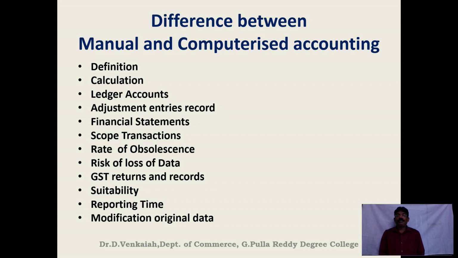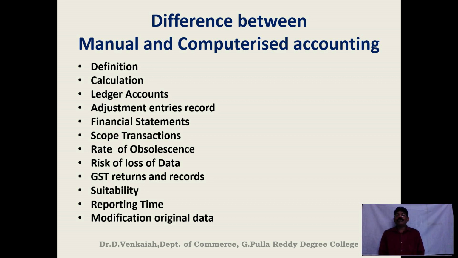Reporting time. Generating reports in computerized accounting is just a click away. But in manual accounting, we have to follow the total process from journal entries to the balance sheet. In computerized accounting, we just enter the journal entries and click to generate the reports of the balance sheet and trading, profit and loss account. Then you can get the report.